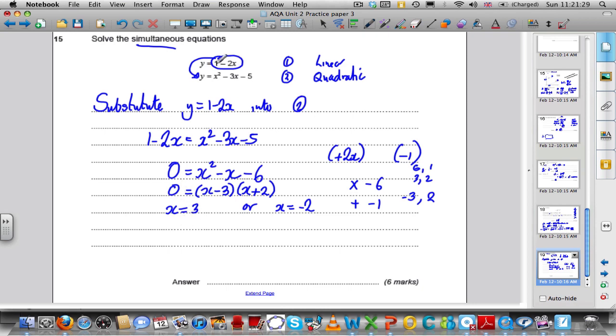So if x is 3, y is 1 minus 2 times 3, which is 1 minus 6, so y must be negative 5. If x was minus 2, 1 minus 2 times minus 2, minus 2 times minus 2 is 4, 1 plus 4 is 5, so y is 5 is the other solution. Here's one set of solutions, here's the other set of solutions. Substitute them into the equations at the end to check they work and make sure you haven't made a mistake along the way.